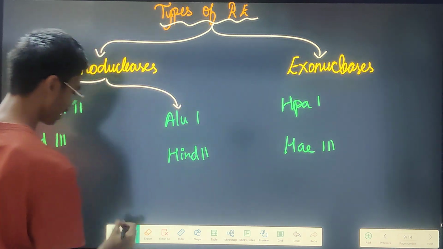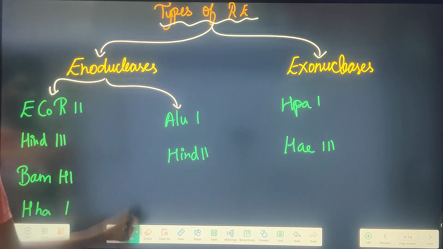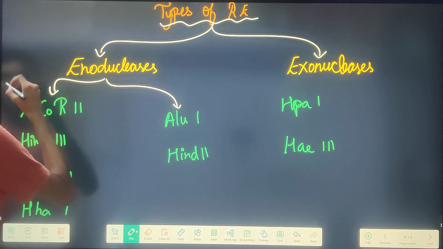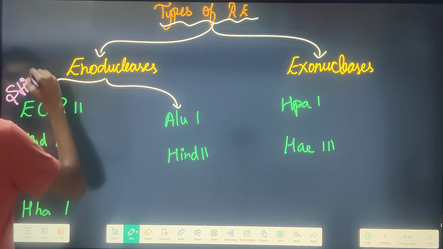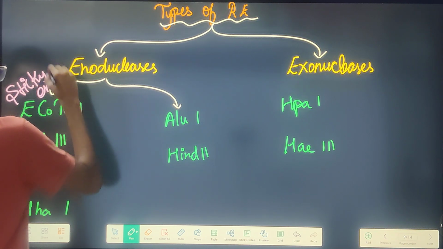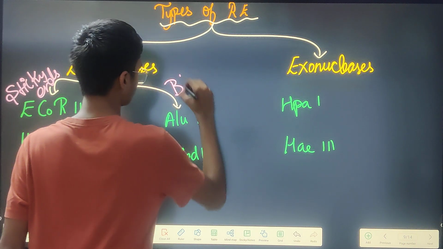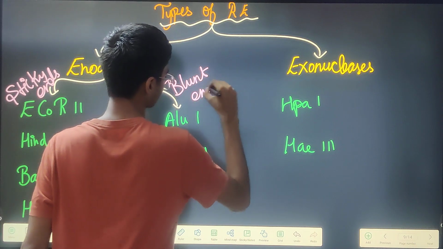That is, here you are having which color? This color. Okay, here you are having sticky ends, okay, then blunt ends, okay.